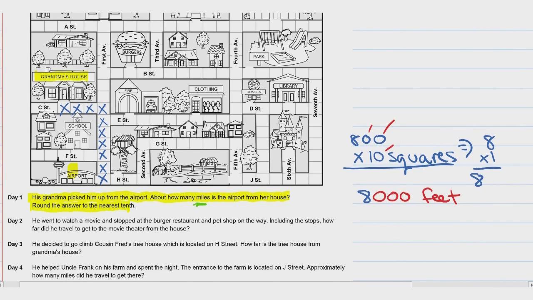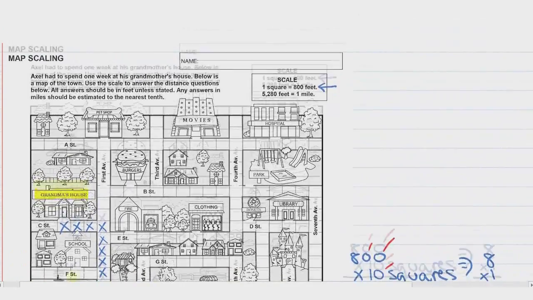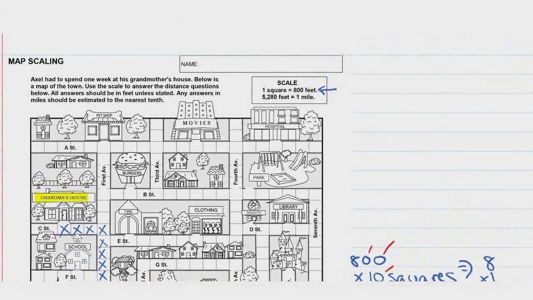Now we're not done yet because we have to convert that 8,000 feet into miles. So if we come up here really quick, we have 5,280 feet, which equals 1 mile. And we're going to divide 8,000 by 5,280 feet. That'll tell us how many of those feet will go into 8,000. And every time it goes in once, that'll be 1 mile. 2 times is 2 miles. 3 times is 3 miles.